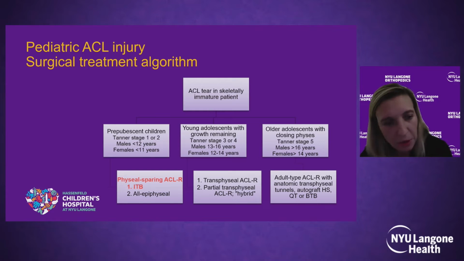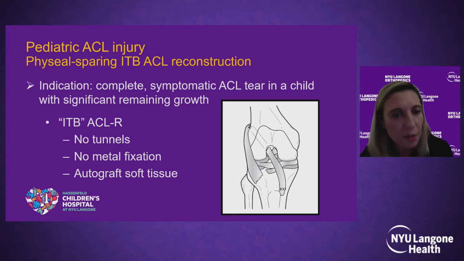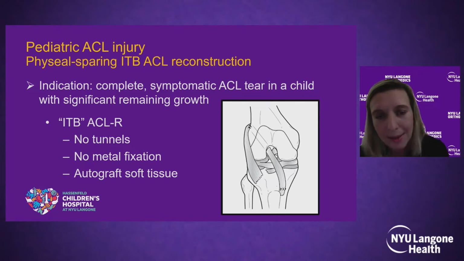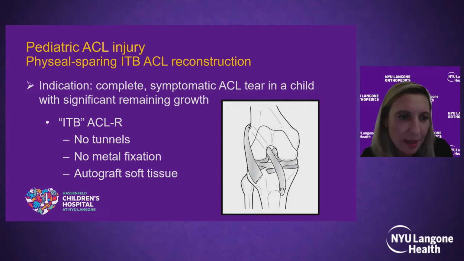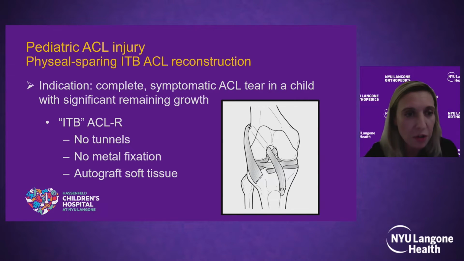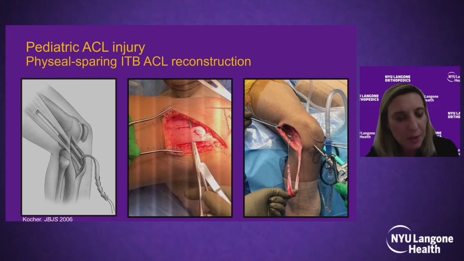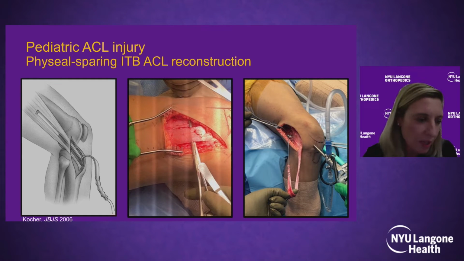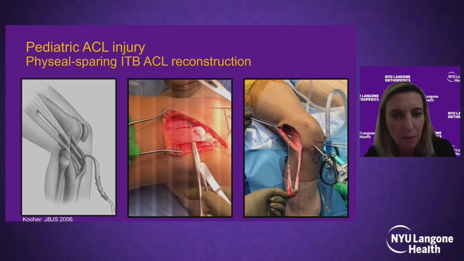So let's go through and look first at physeal sparing ACL reconstruction using an autograft iliotibial band. Indications for this surgery are a complete symptomatic tear in a kid with significant remaining growth. We call this the IT band ACL reconstruction. Good things about it: there are no tunnels drilled, there's no metal fixation, and it's an autograft soft tissue. In terms of the steps, the cartoons on the left are taken from Kocher's surgical technique paper, and the pictures on the right are patients of mine.